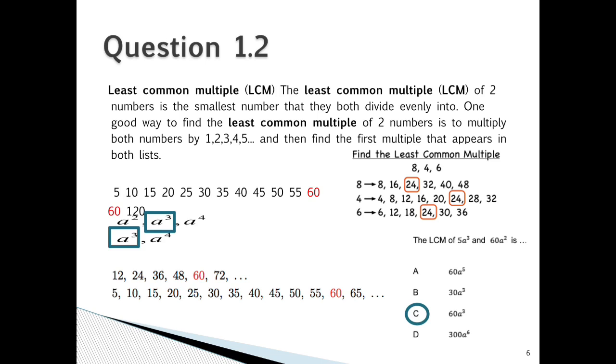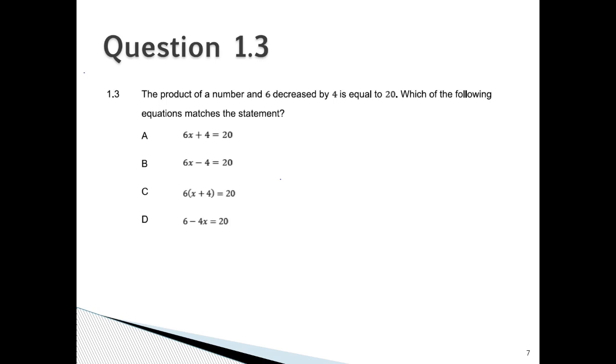The product of a number and 6 decreased by 4 is equal to 20. Which of the following equations matches this statement? A, 6x plus 4 is equal to 20. B, 6x minus 4 is equal to 20. C, 6 times x plus 4 close brackets is equal to 20. D, 6 minus 4x is equal to 20.